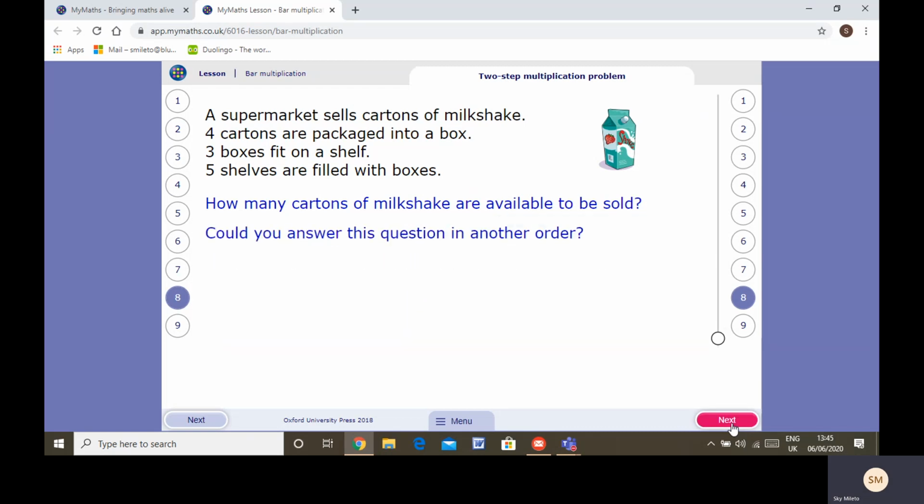Now don't worry if you found that tricky, because it is quite a tricky 2-step problem to work out, because there's lots of information that goes into it, but you can work through it really slowly to be able to work it out. You could have done it the other way as well. You could have done 3 times 5 and then times it by 4.